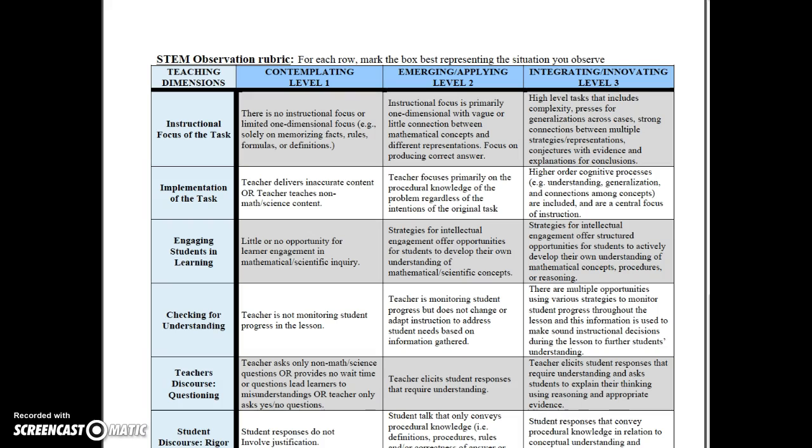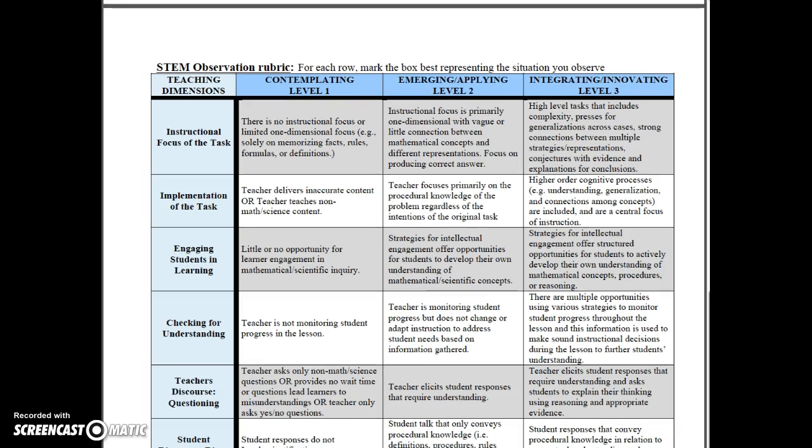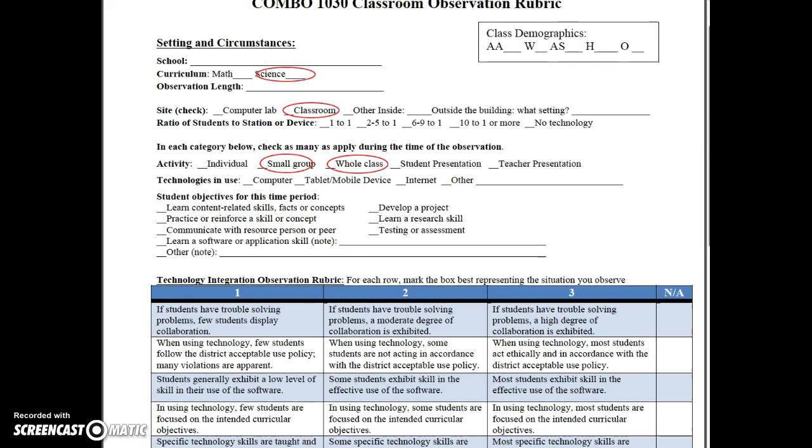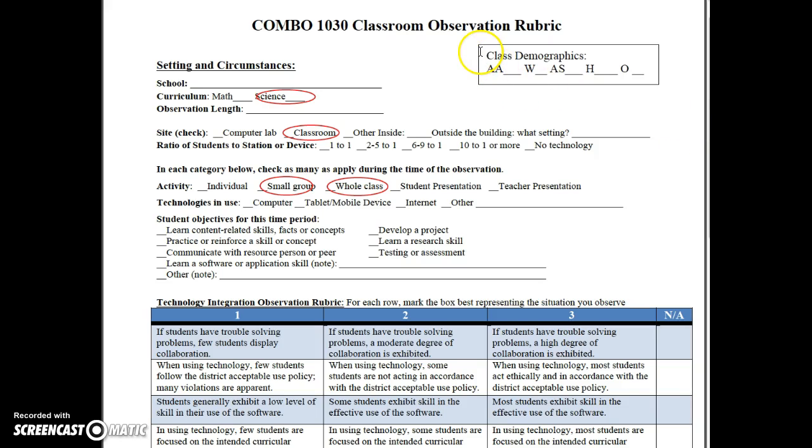All right, so from there, let's just look at this rubric. We'll kind of start up here. You can see it was a science class. They were in a classroom, so you could indicate that they were working as a whole class, but I think later it's pretty obvious they'll be working in small groups. And so that's just the sort of thing you would indicate on this page. Up here, the class demographics. Look at the demographics of the class, see how many African American students are there, how many Hispanic.